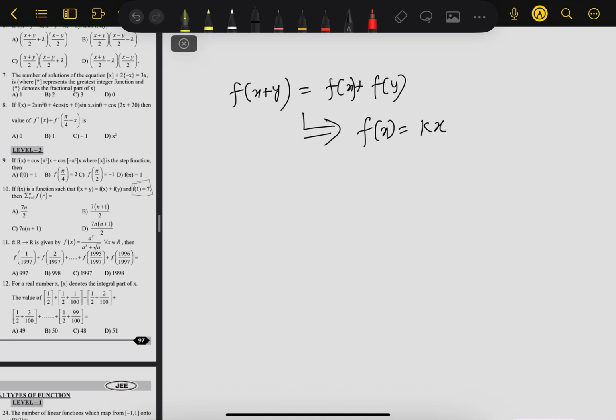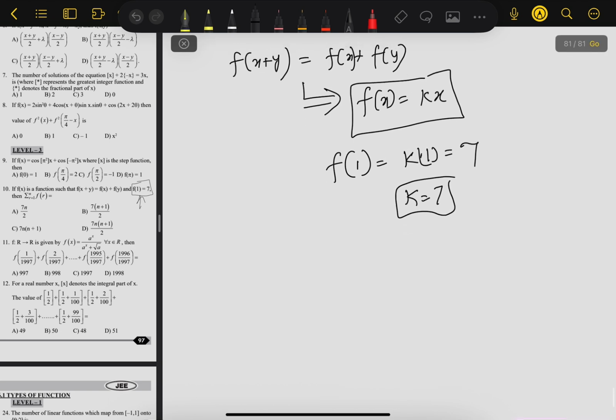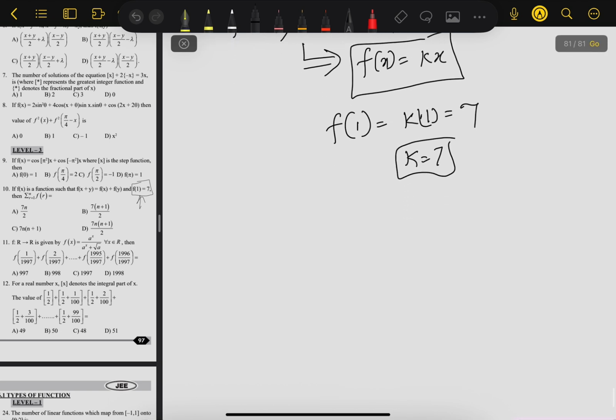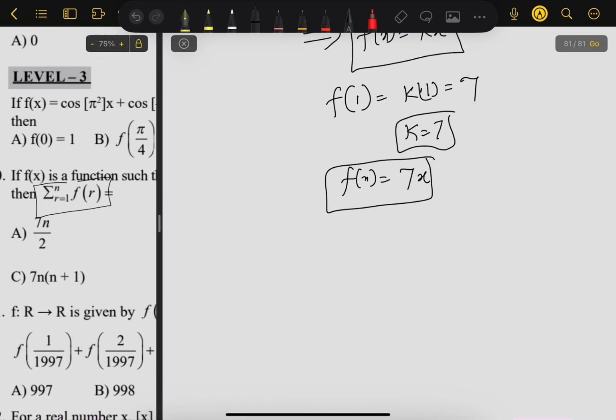As you can see here, the value f of 1 equals 7 is given. So if the function is f of x equals k times x, then what about f of n? If we put x equals 1, we get k into 1, which equals 7. So the value of k is 7. That means our function is 7 times x. This is the function. Now the question is to find the value of this expression.